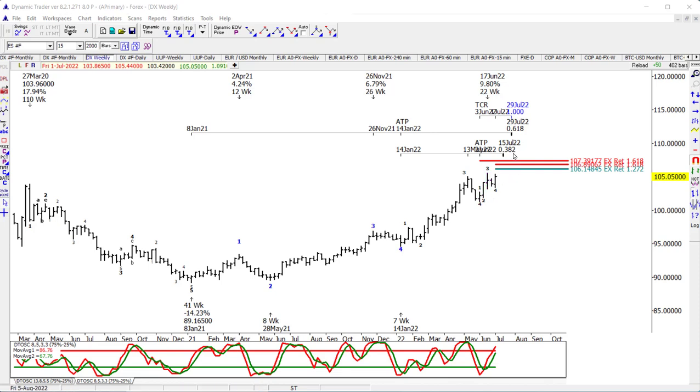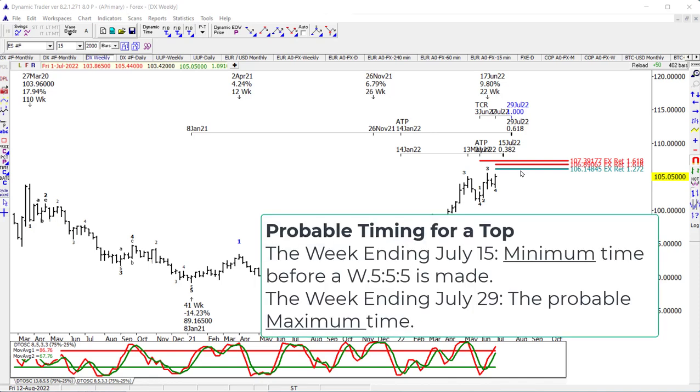And that's typically the minimum time target for a wave 5, in this case the smaller degree, the wave 5 of 5. So here's what we've got: the probable minimum upside target time-wise would be the week ending July 15th, in other words, a couple weeks from now. That ties in almost ideally with the momentum cycle.